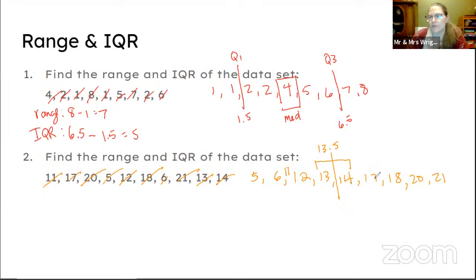Then halfway between these, 1, 2, 3, 4, 5 is going to be 18, which is quartile 3. 1, 2, 3, 4 right here is my 11. I'm glad I didn't forget it, is quartile 1.